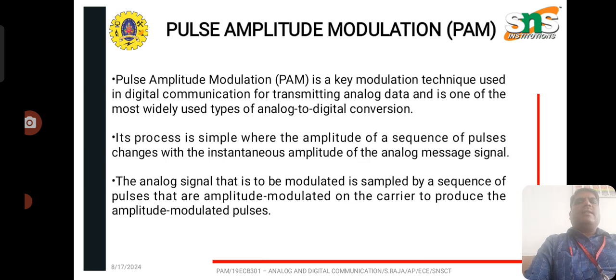Pulse amplitude modulation is a key modulation technique used in digital communication for transmitting analog data and is one of the most widely used types of ADC, that is analog to digital conversion. The process is simple, where the amplitude of a sequence of pulses changes with the instantaneous amplitude of the analog message signal. The analog signal that is to be modulated is sampled by a sequence of pulses that are amplitude modulated on the carrier to produce the amplitude modulated pulses. It is similar to the process of the AM wave.